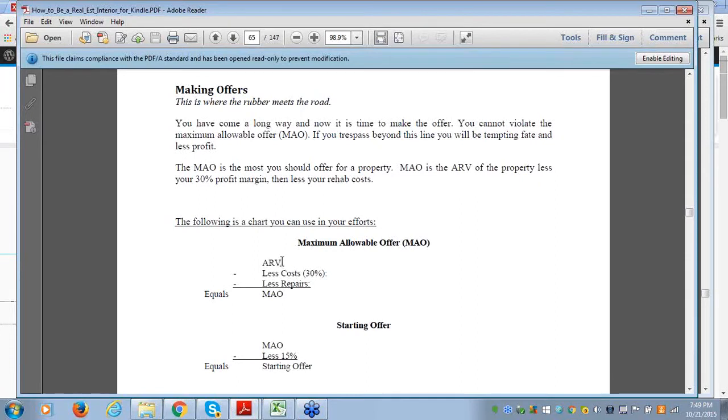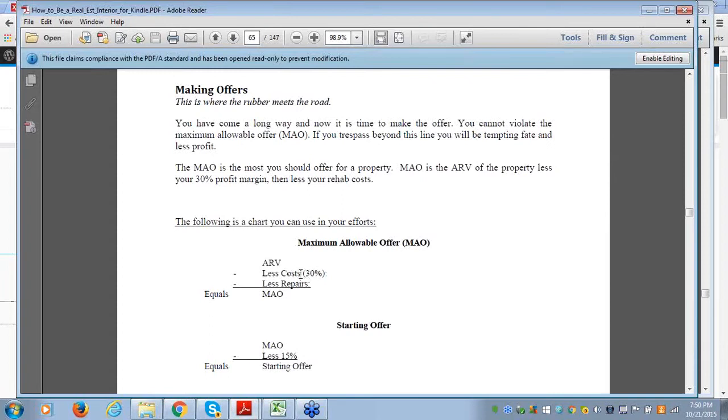Then you subtract from that number your costs. And it says cost here, but it's really the combination of your profit margin and your overhead. So I like to use a 20% profit margin and a 10% overhead figure. So I subtract 30% right out of the gate. If I'm shooting for 280 on a final sales price once I've remodeled and I'm selling the home, I'm going to subtract 30% of that.